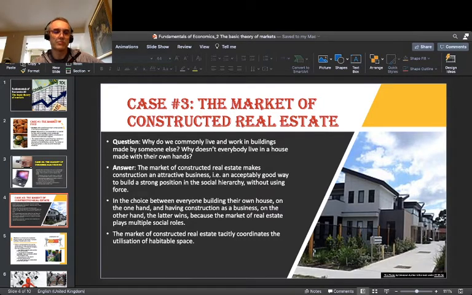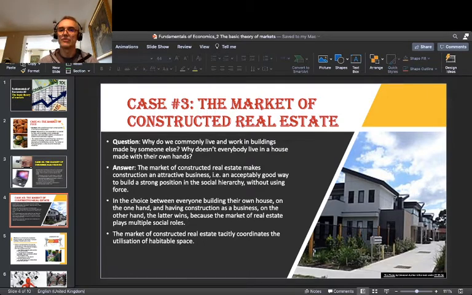And now a question, maybe an apparently stupid one. Why do we commonly live and work in buildings made by someone else? Why hasn't our culture conserved that habit of building with our own hands whatever structure we want to dwell in? After all, someone could say, building the place where I want to stay or work is like an elementary survival skill. Yes, it is. But the market of constructed real estate has a peculiar trait.